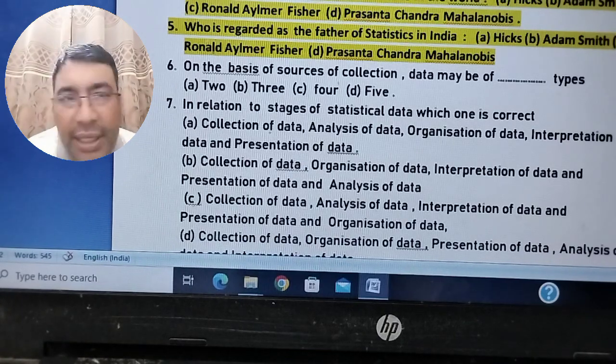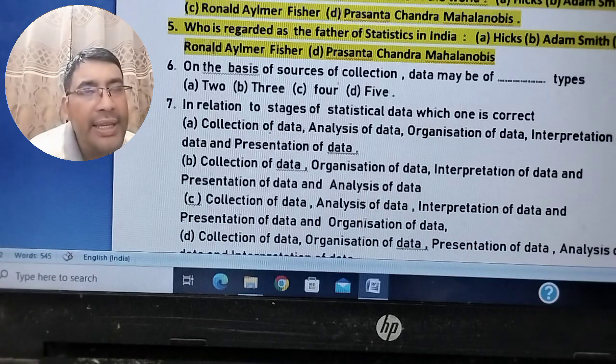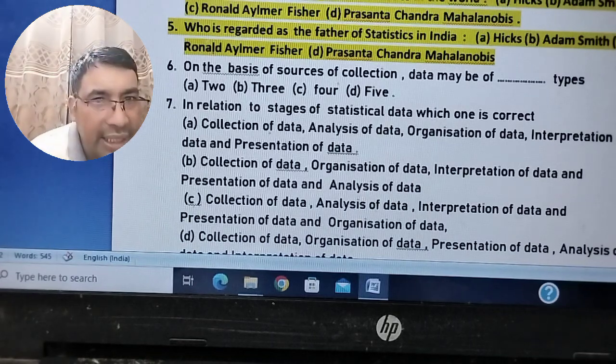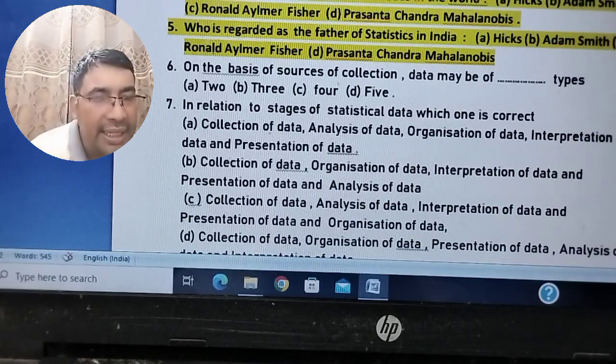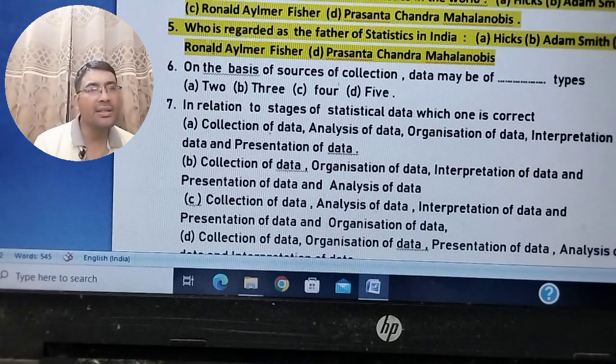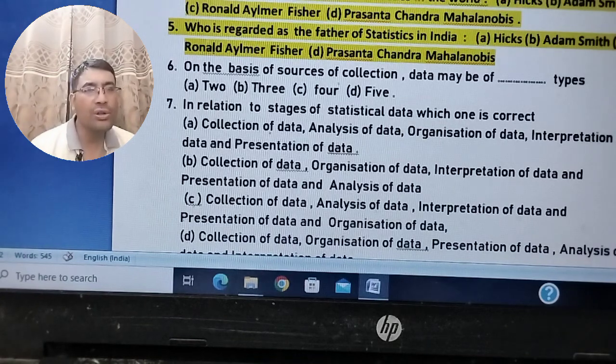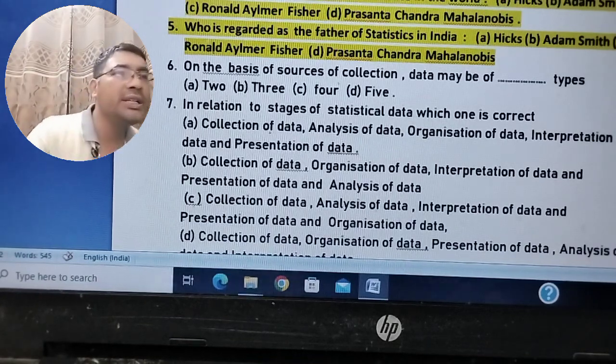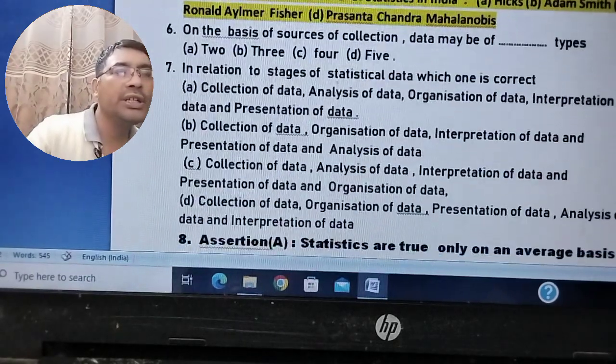So first is collection of data, then you have to organize the data, then you have to present the data, then you have to analyze the data, then you have to interpret the data. So option B is collection of data, organization of data, it is correct, but interpretation is the last stage, so it is also incorrect. Now for collection of data, analysis of data, analysis is not the last part, so option C is also incorrect. And option D, let's go to option D.